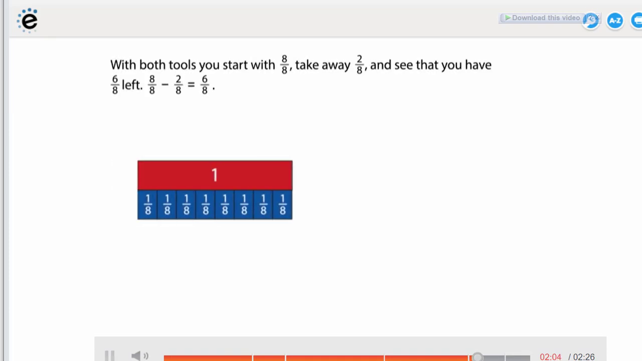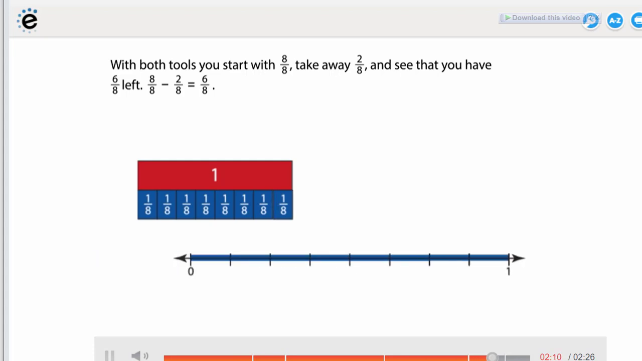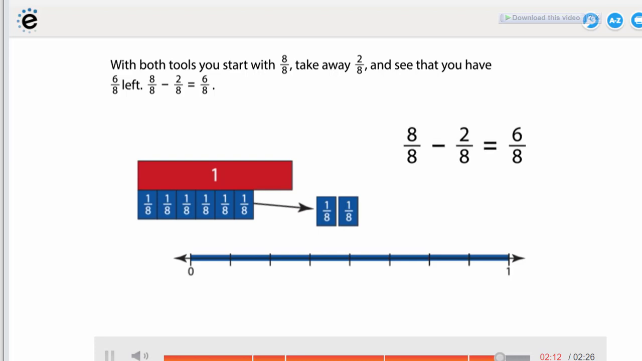With both tools, you start with 8/8 and take away 2/8 and see that you have 6/8 left. 8/8 minus 2/8 equals 6/8.